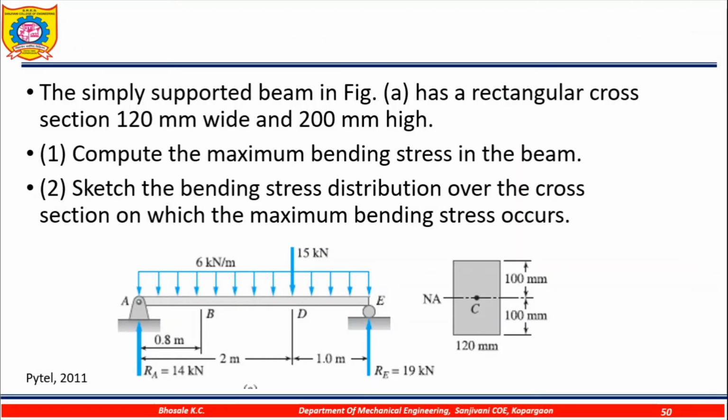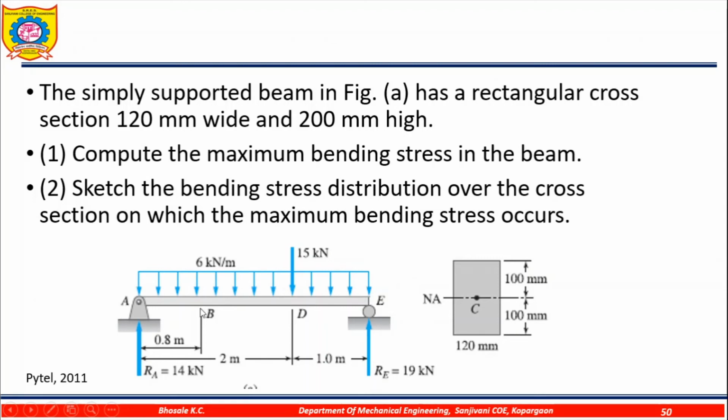Similarly, in the second numerical, the simply supported beam has a rectangular cross section 120 mm wide and 100 mm height. Compute the maximum bending stress in the beam and sketch the bending stress distribution over the cross section on which the maximum bending stress occurs. This is a simply supported beam and a UDL is there on the entire length. A 15 kN load is applied at section D. From that, the reactions can be found out, and from the reactions the bending moment will be found.